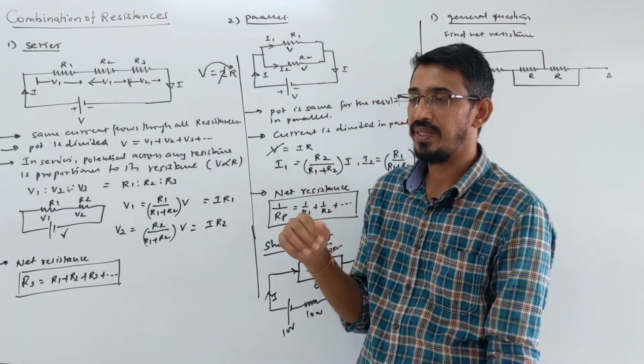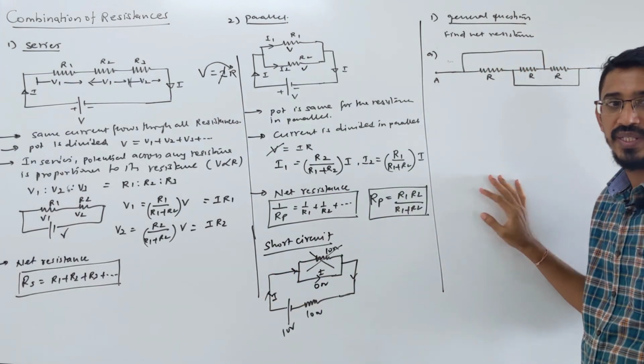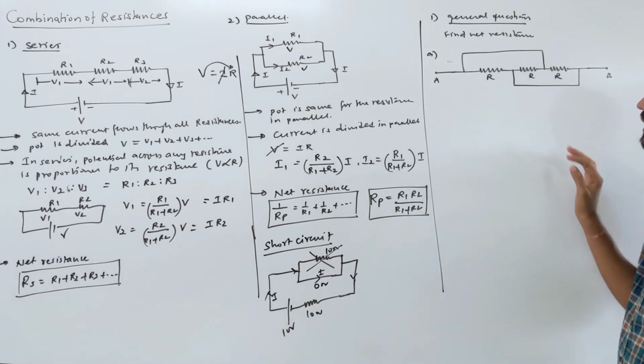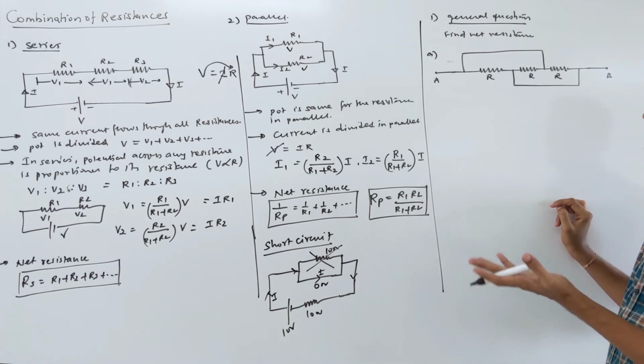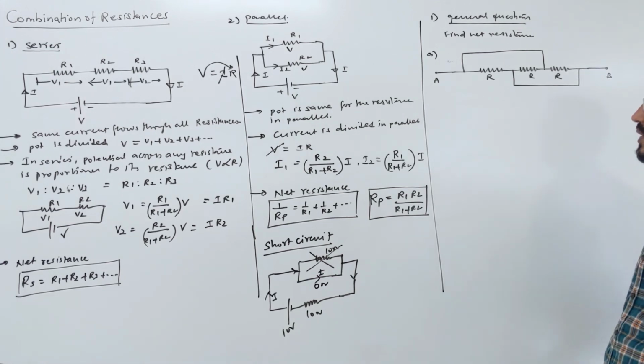If you cannot understand whether the resistances in a question are in series or parallel, then how will you do it? Like this question directly, if you cannot understand whether there is series, parallel or not, what will you do? You can redraw the circuit. So I'm telling you how to redraw the circuit and understand.